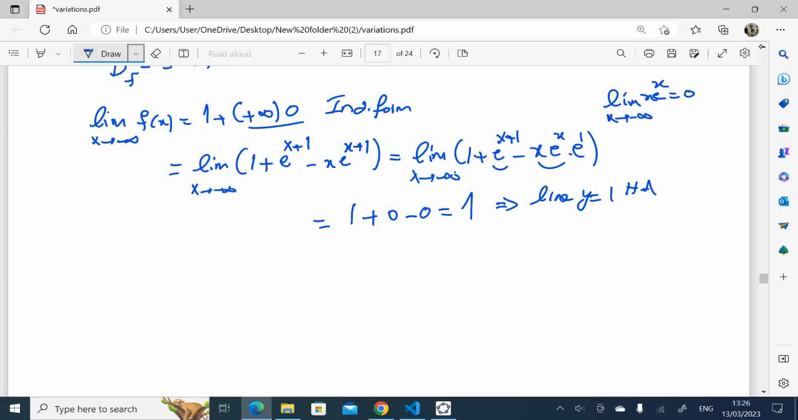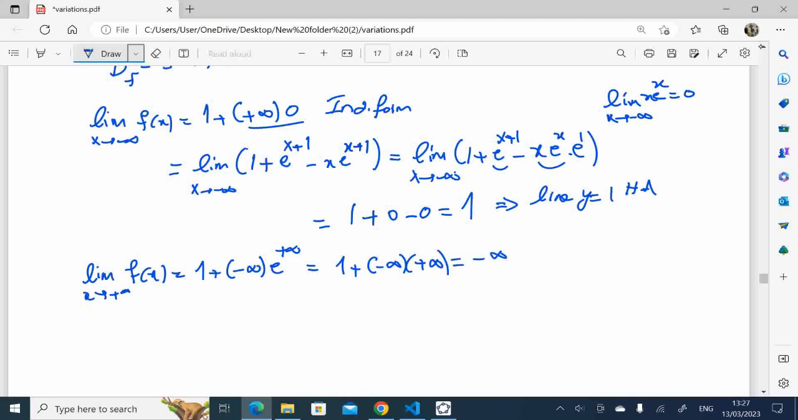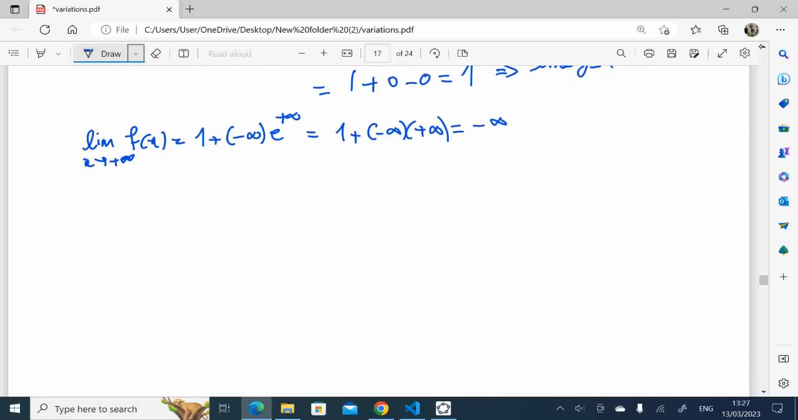Now, let's find the limit as x approaches plus infinity. As x approaches plus infinity, f(x) is going to be 1 plus (minus infinity), because minus x will go to minus infinity, times e to the plus infinity, which is plus infinity. So we get 1 plus minus infinity times plus infinity, which is minus infinity. This is the limit as x goes to plus infinity. Let's try to find f prime now.